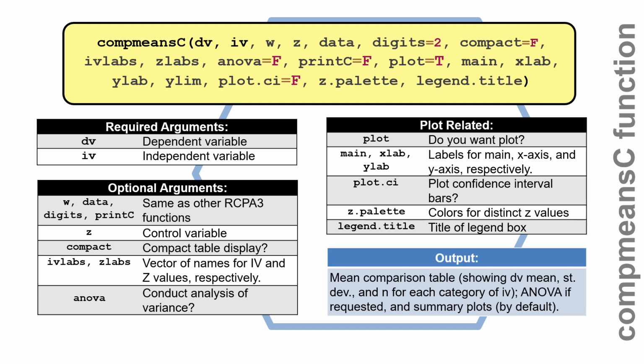Before you use compmeansC to test hypotheses about means, make sure you're using the right function for the problem you're working on. If the independent variable has just two categories, use the testmeansC function to test the difference between two means. If the independent variable has more than two categories, but the dependent variable is nominal or ordinal level, use the crosstabc function with options for conducting chi-square tests. To learn how to use the compmeansC function to test hypotheses about means, let's work through some examples.